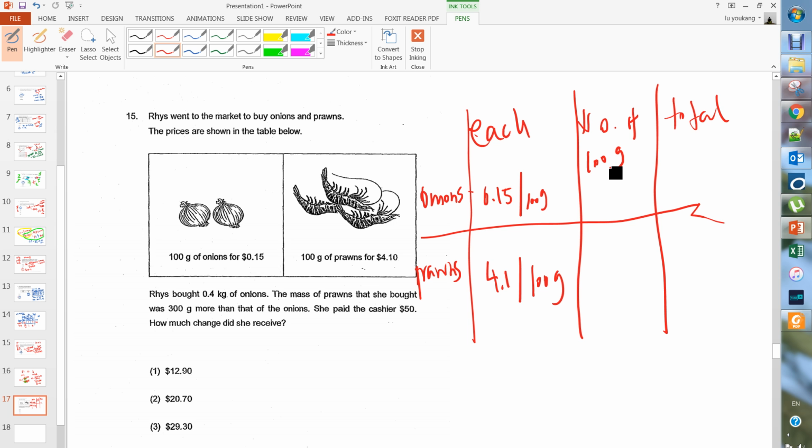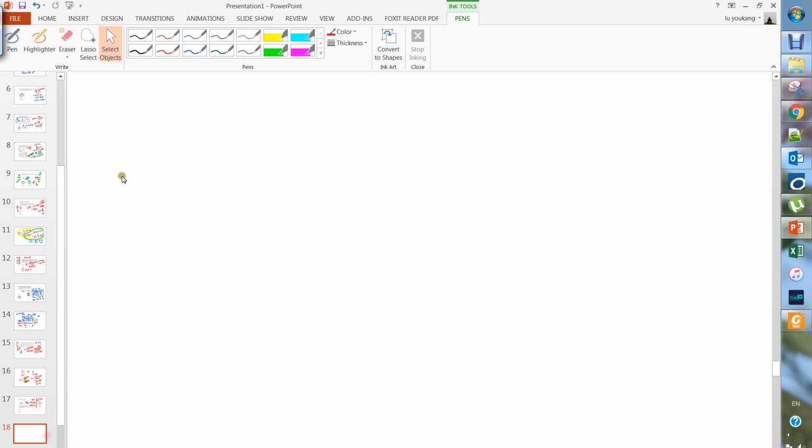I'm asking you, you can do it on the paper. 0.4 kilogram conversion, kilogram to gram. What's the conversion? Kilogram to gram is divide or times? It's okay, we can do it first. 1 kilogram is how many gram? Divide or times? Yeah, times 1000, right? So that means 0.4.